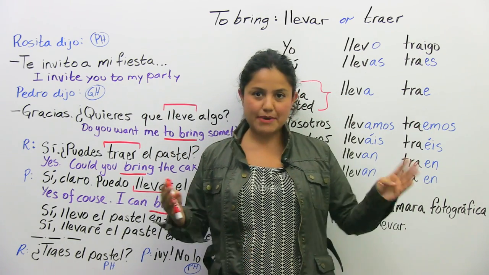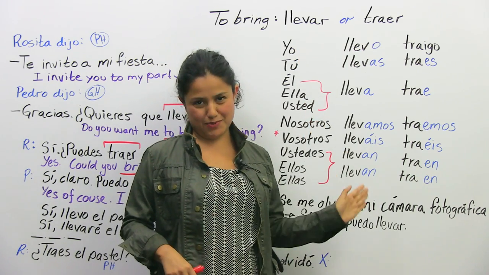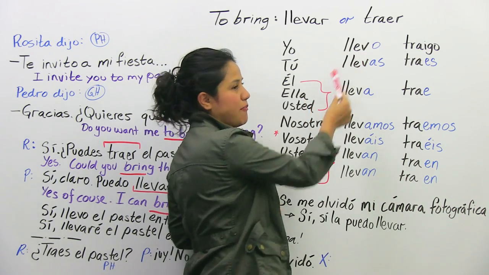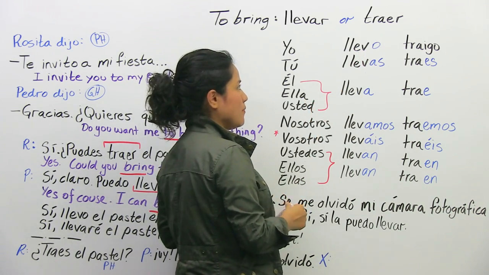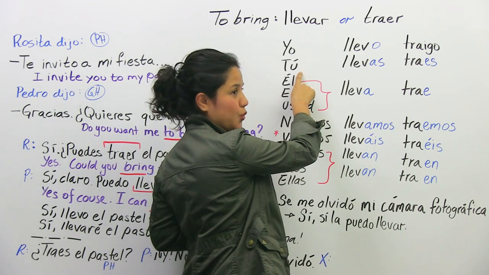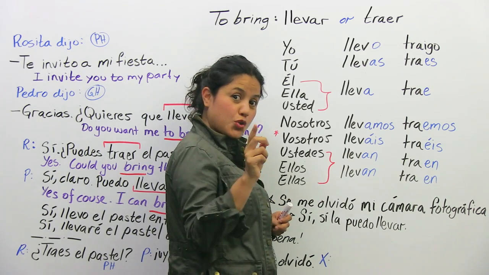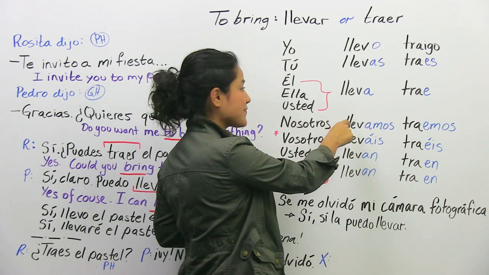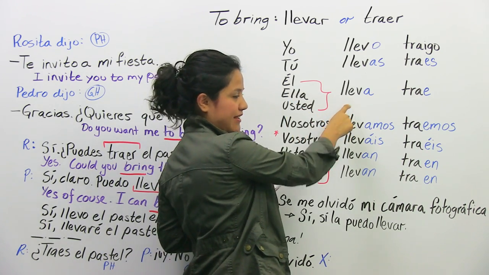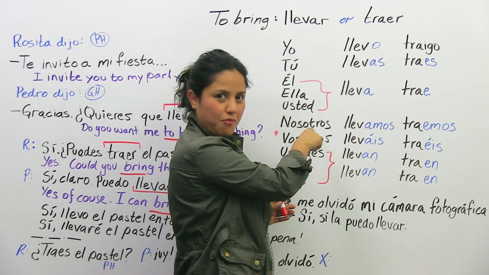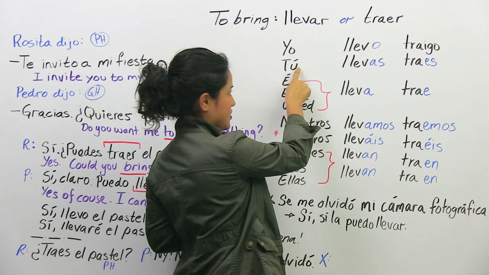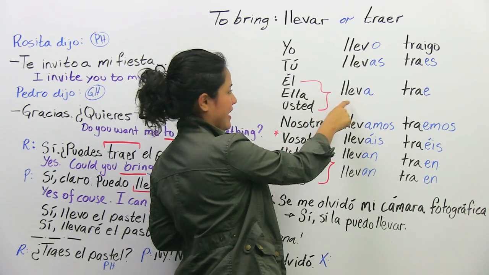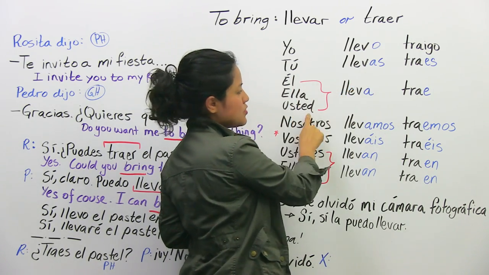reviewing the verbs. Vamos a empezar con los verbos. Okay, and you're going to repeat after me. Yo llevo. Tú llevas. Él lleva. Ella lleva. Usted, formal, lleva. See, the difference is tú is informal, it's casual. And usted is formal. And you will say, tú llevas, usted lleva.